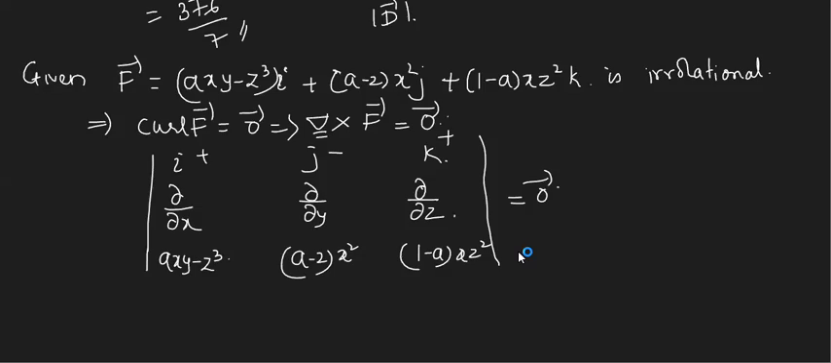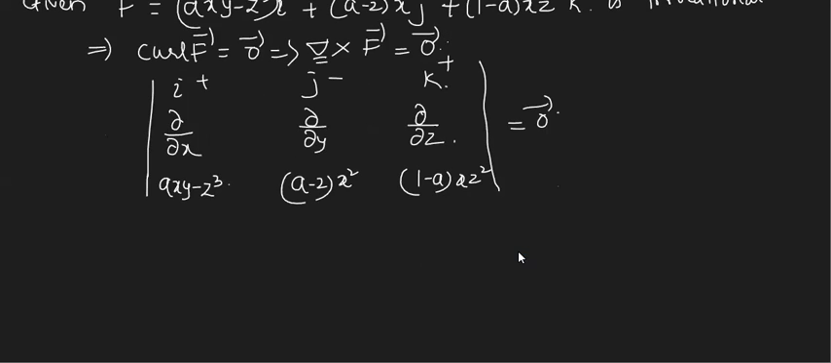Expand it. i into, leave the row and the column. What is the derivative of this quantity with respect to y? Is there any y? No, so 0. What is the derivative of this with respect to z? This is a minus 2, so 0. There is no z in this.